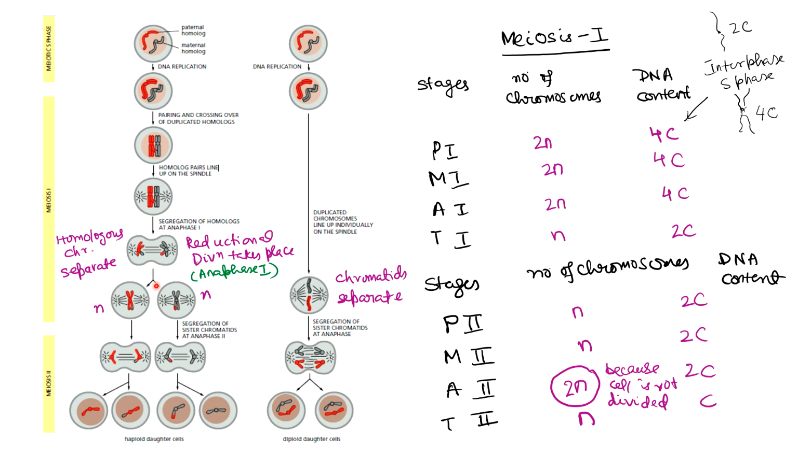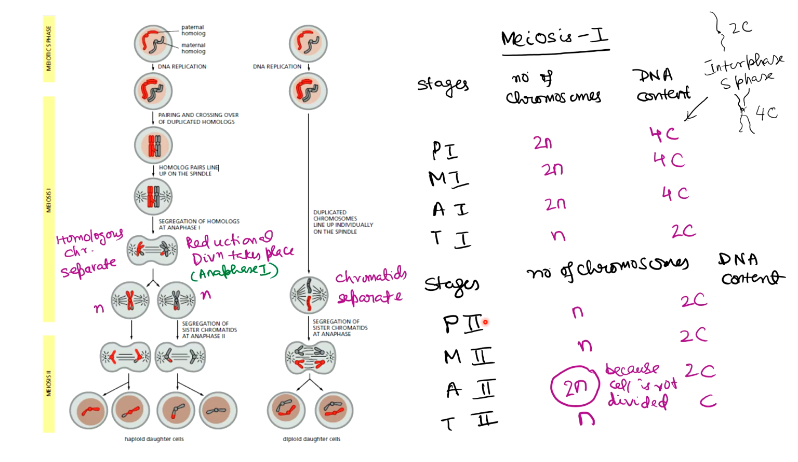Instead of 46, let's say we started with human chromosome 46 chromosomes, here we are getting 23 chromosomes, right? So instead of 46 we are having 23, so the DNA content will be also halved here, right? It will become 2C, because half of the chromosomes is going to the second cell, right?